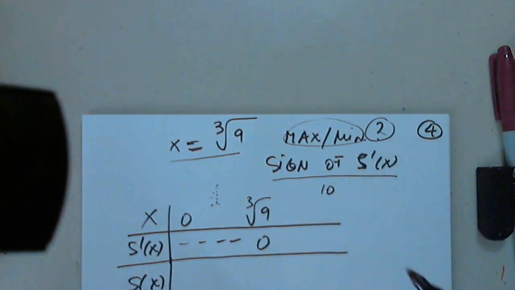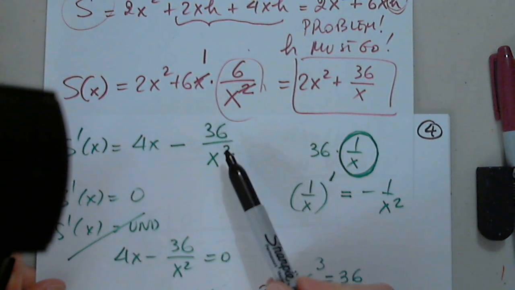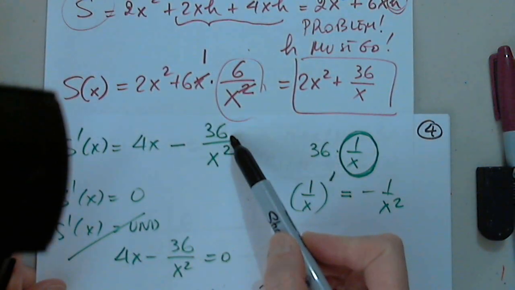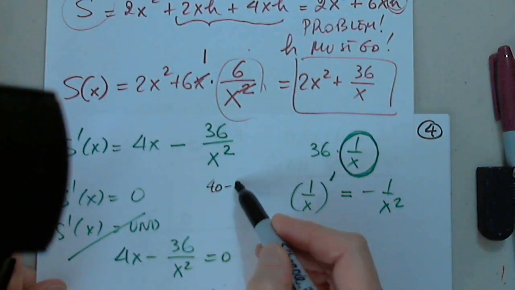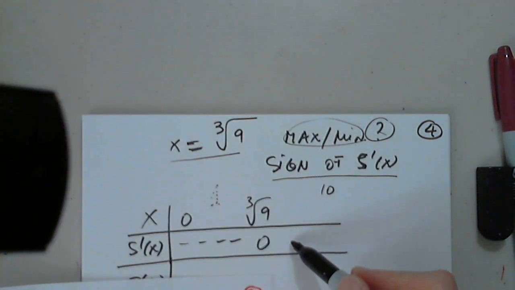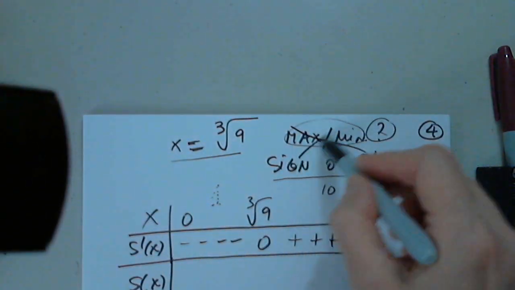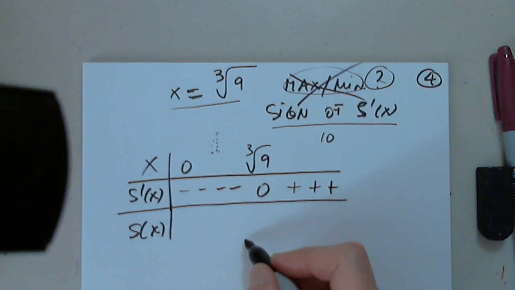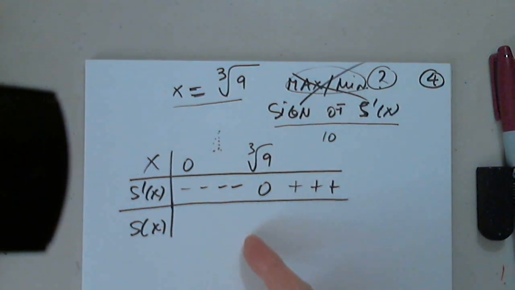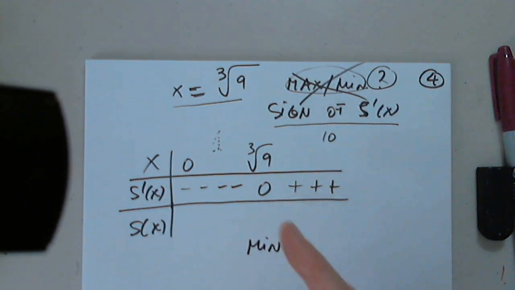And let's plug in 10. 40 minus 36 over 100, which is 0.36. So it will be 40 minus 0.36. Positive or negative? Positive. That's it. So now there is no discussion. I know exactly what this gives. The cube root of 9 will definitely give what? A minimum. Very good. What is the minimum?